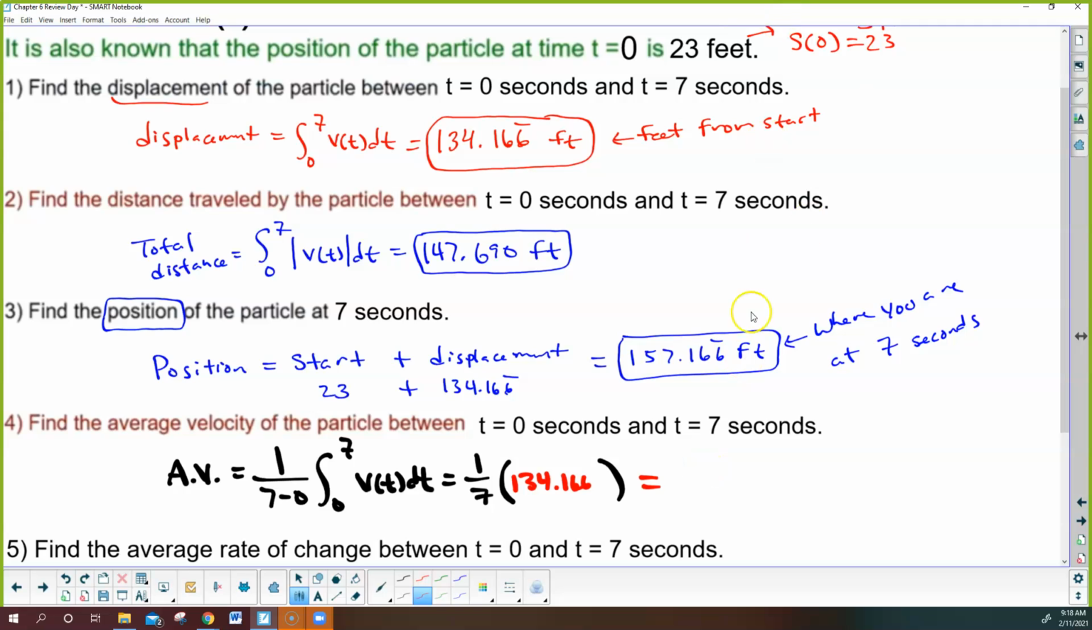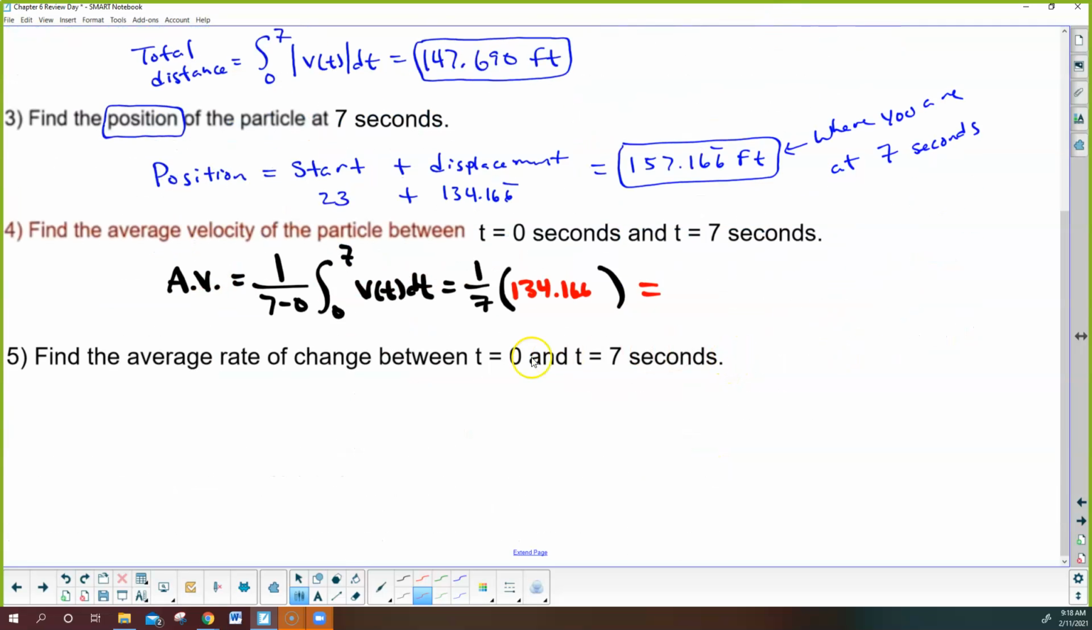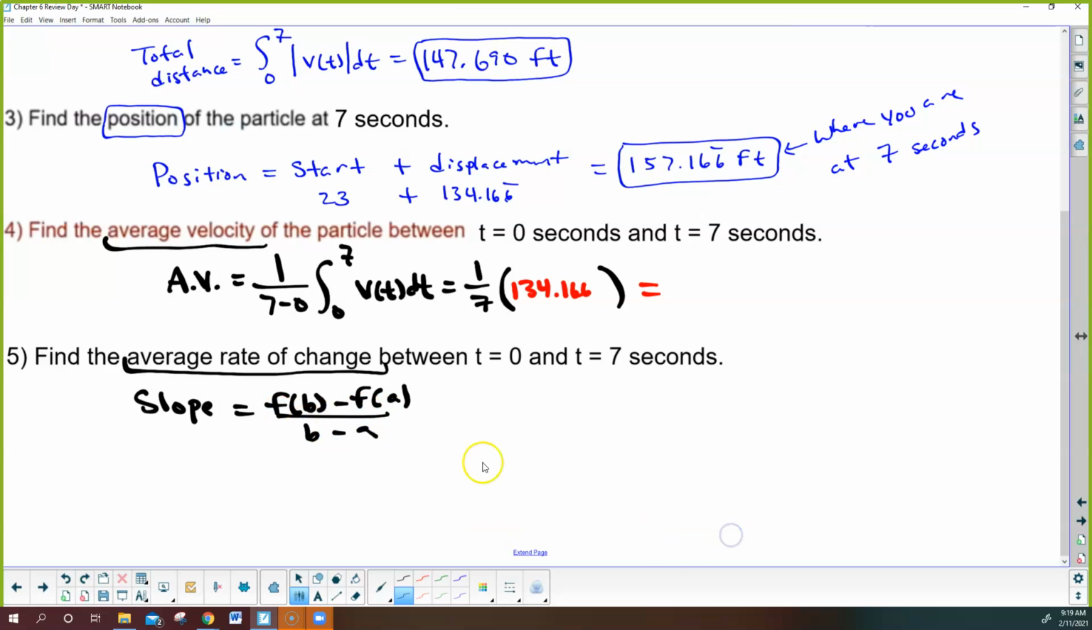Okay. Now, the last part is we got to find the average rate of change. Okay, and this is the piece you got to know the difference between average rate of change and average value. Okay, average rate of change is just saying find the slope, and we know the slope is just your change in y's over your change in x's. So I need to figure out the difference of my x's, which in this case is t for time, and then I got to figure out what's f of 7 minus f of 0.